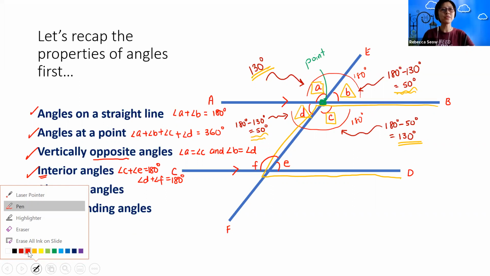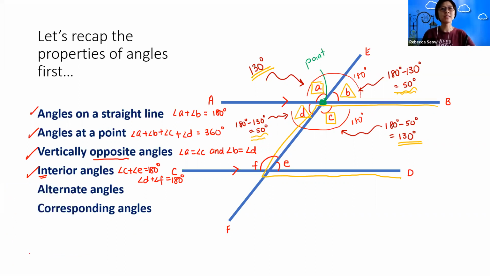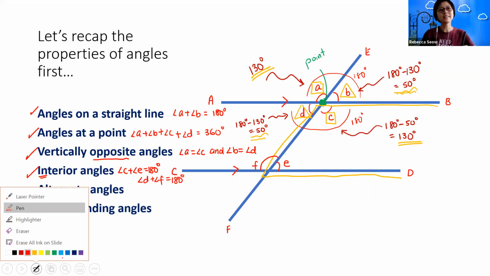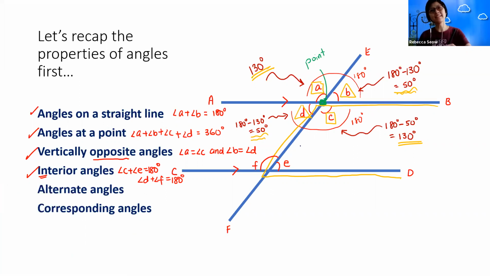Now, we're going to move on to the next one, which is called alternate angles. Alternate angles is very interesting. Okay, let's take a look. Alternate angles, we have to look out for zigzags. What kind of zigzags? Something that looks like the letter Z, or something that looks like the letter N. And one thing you have to bear in mind is that the two lines, the one on top and the one at the bottom, in this case, are parallel to each other.